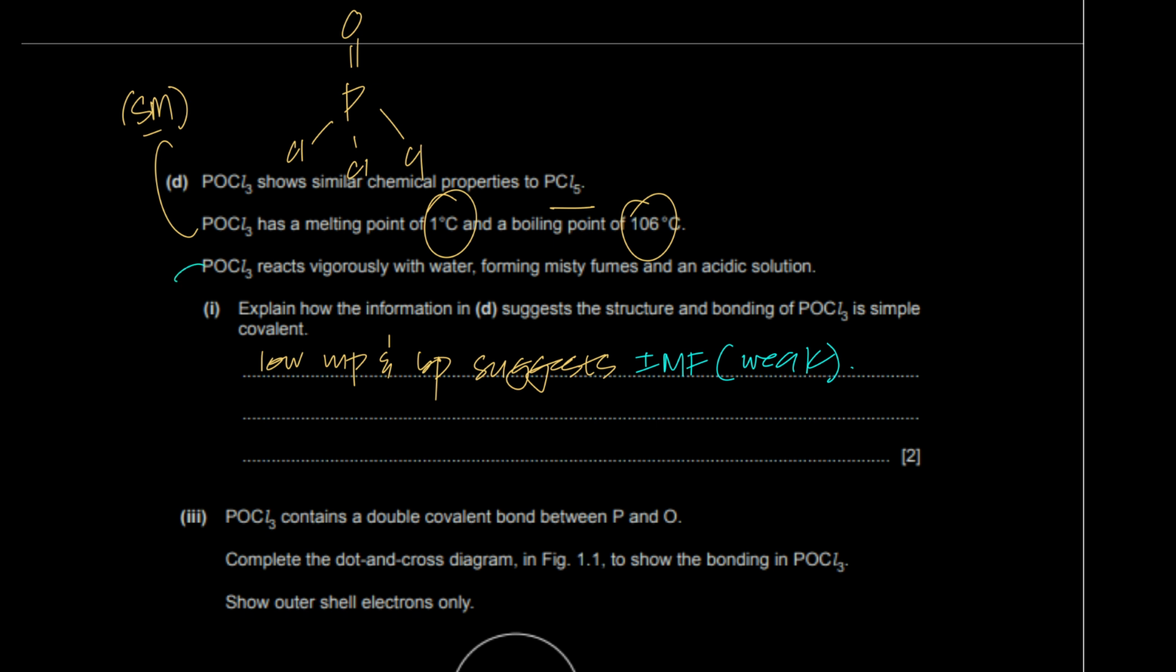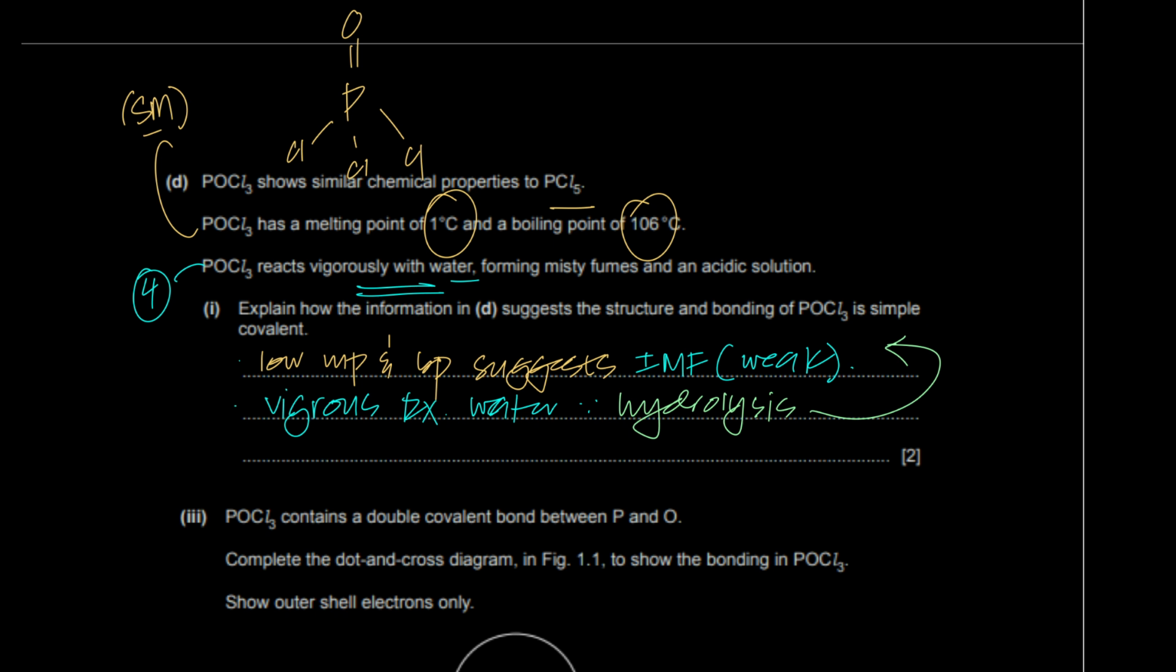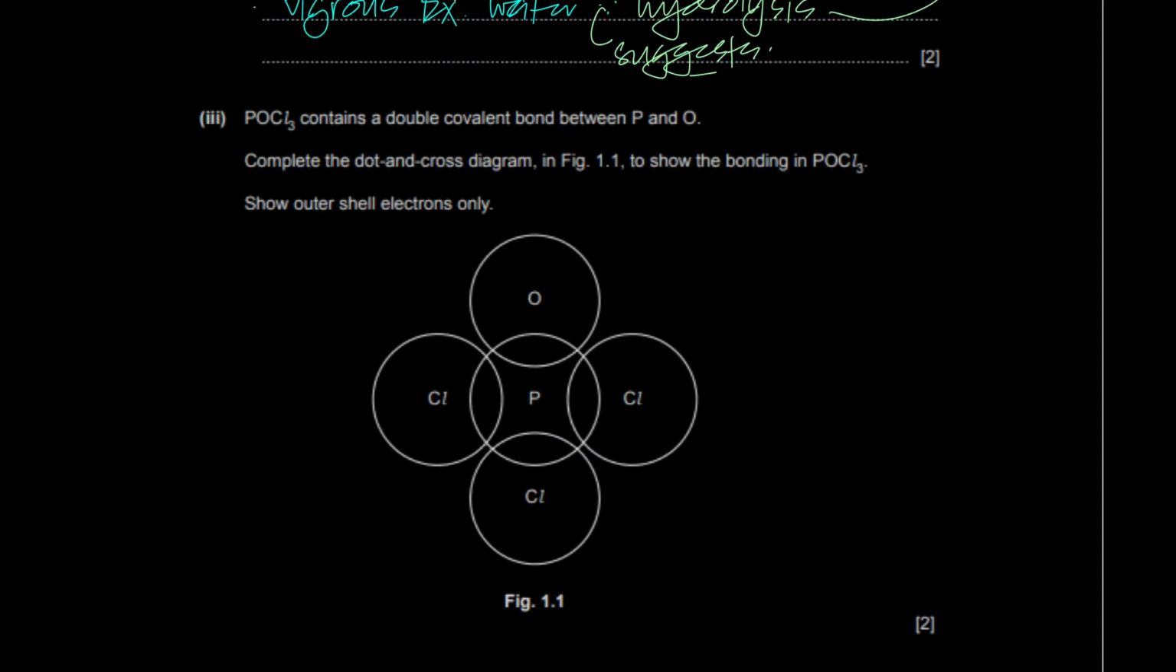The second mark you're going to understand in chapter number 4, which is reaction with water. If it's vigorously reacting with water, that suggests hydrolysis. And giant molecular structures don't undergo hydrolysis, right? So the second point is there's a vigorous reaction with water, and therefore it's hydrolysis. And this represents that it's a simple covalent molecule. That's it. It is indicative of the fact that hydrolysis is taking place. Done.